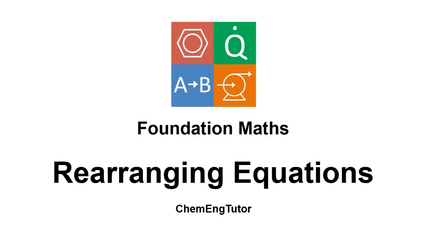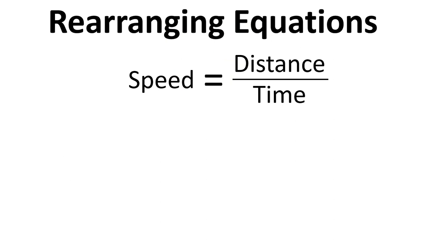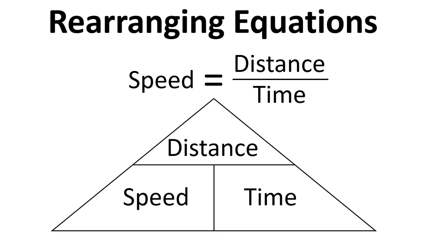In this video I'm going to show an example of rearranging a simple equation. I'm going to use the example of speed equals distance over time, and you may have seen this previously explained as a triangle where you have distance at the top, speed on the left, time on the right at the bottom of the triangle as shown here.